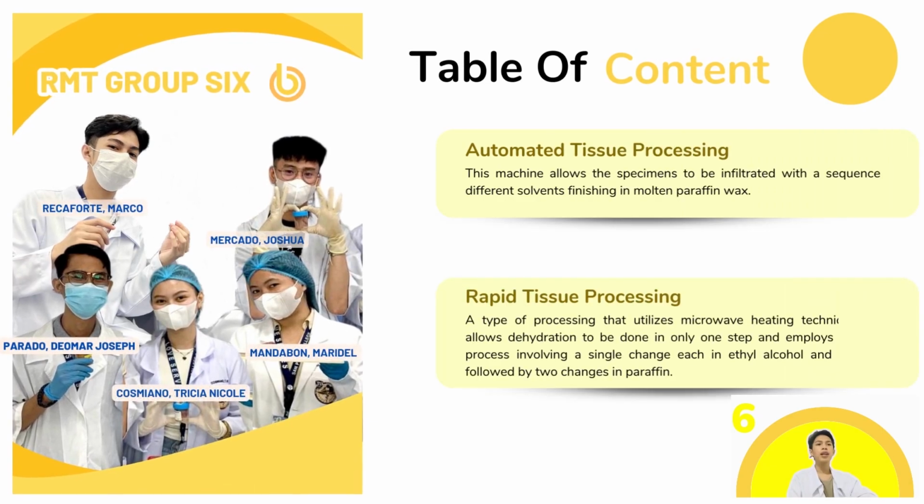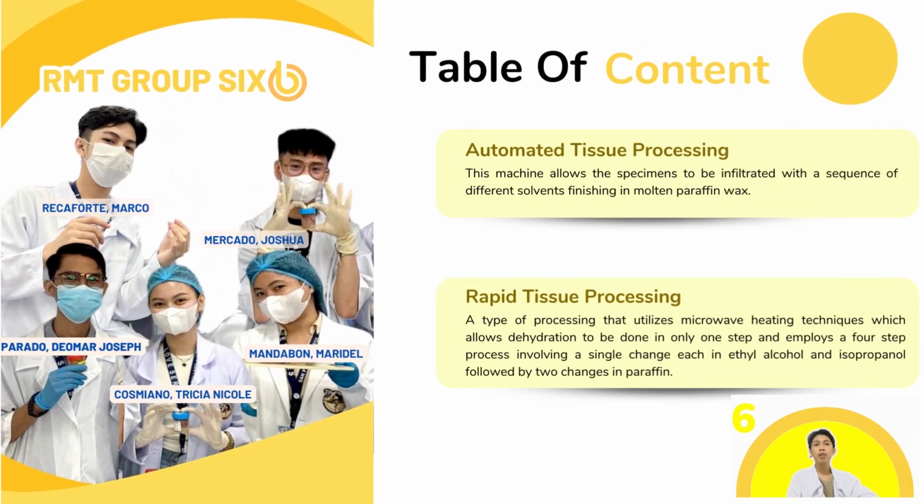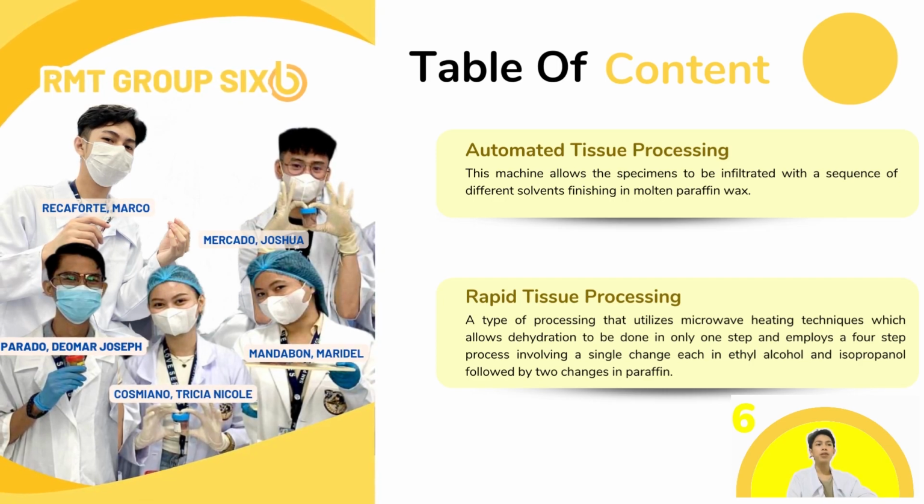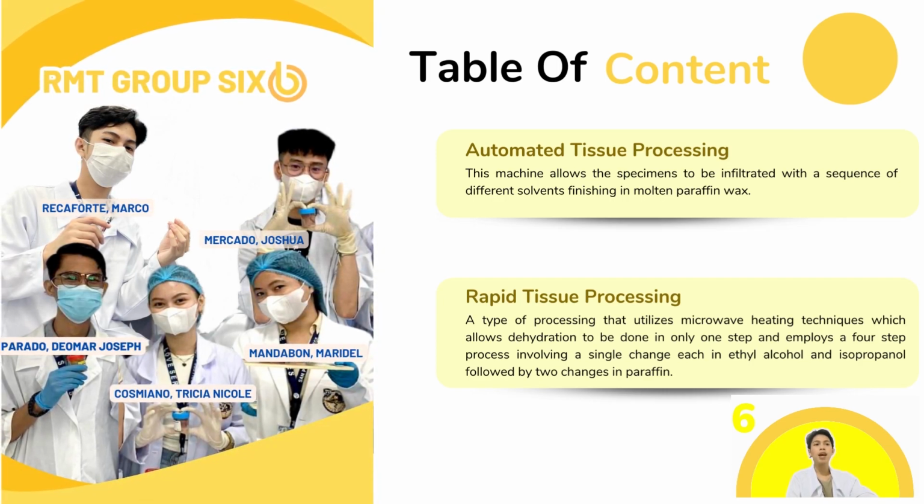To start with, let us first define the terms. Automated tissue processing is a machine that allows specimens to be infiltrated with a sequence of different solvents, finishing in molten paraffin wax. Rapid tissue processing, on the other hand, is a type of processing that utilizes microwave heating techniques, which allows dehydration to be done in only one step and employs a four-step process involving a single change in ethyl alcohol and isopropanol, followed by two changes in paraffin.